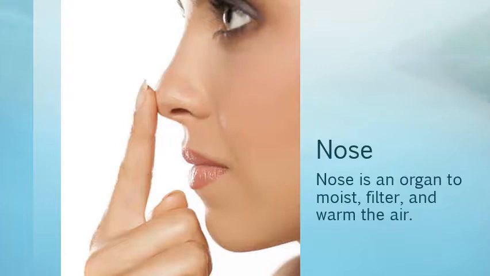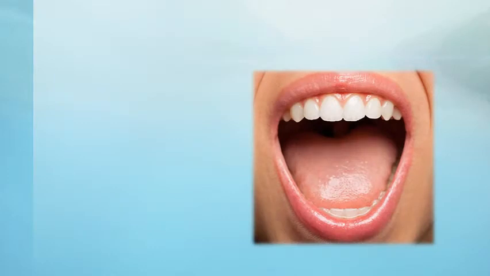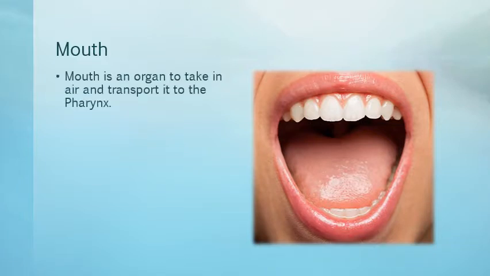Okay, let's go to the next one. What is this? Yep, this is mouth. Mouth belongs to the respiratory organs because this organ takes in air and transports it to the pharynx. So we can also breathe through our mouth. We usually breathe through our nose, but sometimes when we've got flu, we can breathe through our mouth.